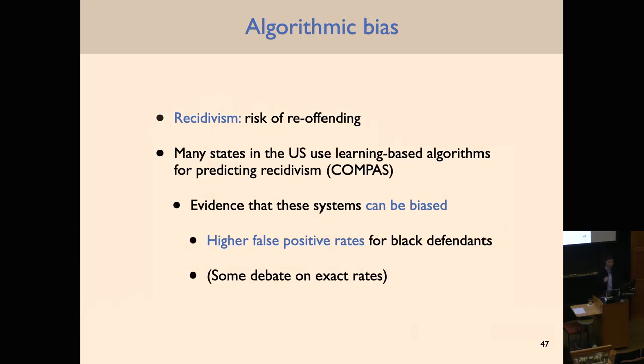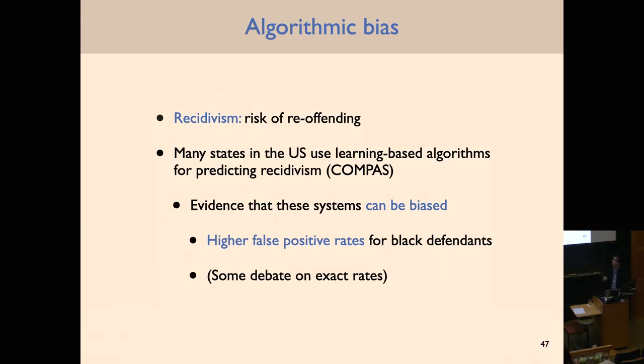Many states in the US actually use data-driven, learning-based algorithms for predicting recidivism. There's a software in particular that received a lot of scrutiny called the COMPAS system, which basically has a data set of people and labels associated with them, like whether they reoffended. You train something to make predictions and use those predictions on new individuals.